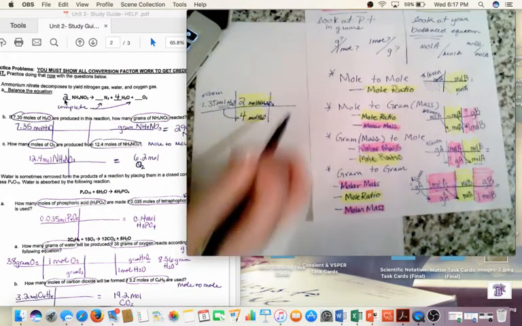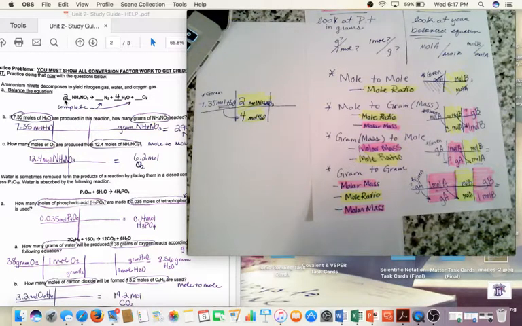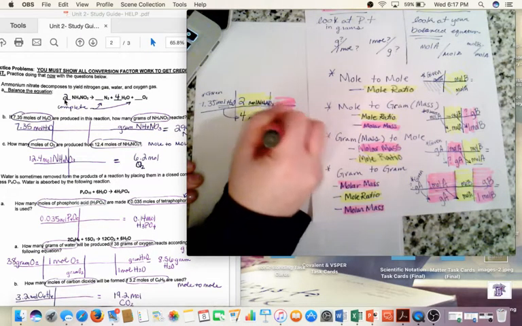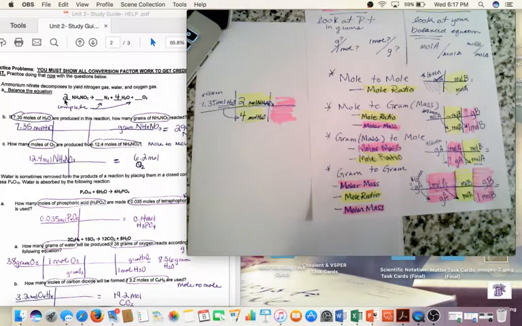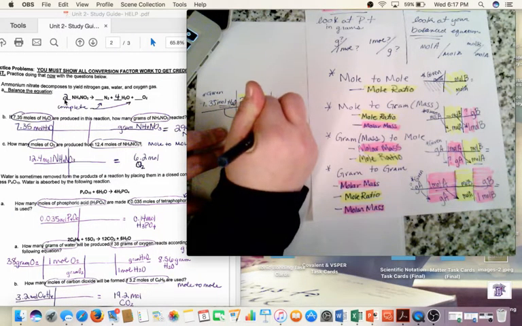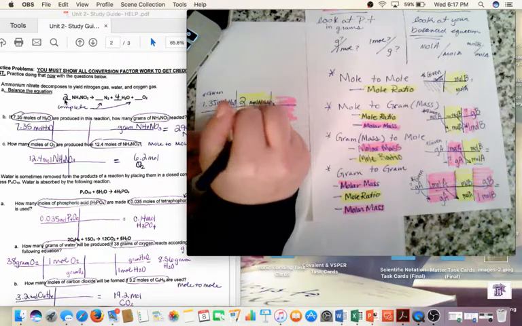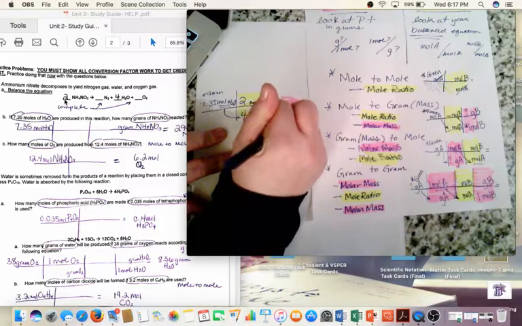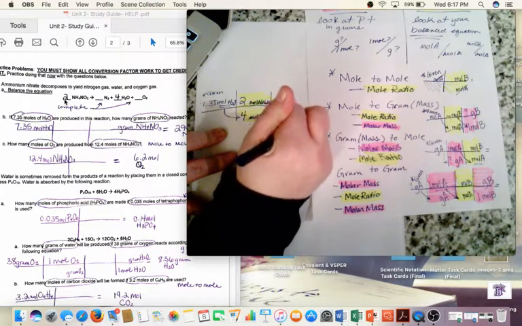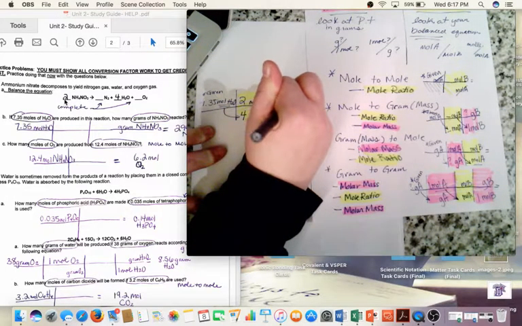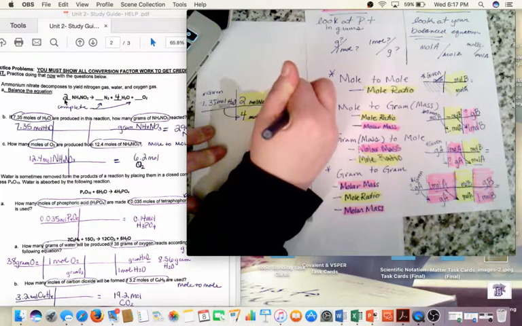Now, the next part is going to be a molar mass. So, we know that with molar masses, it's always 1 mole of the molar mass, which in this case is going to be NH4NO3. So 1 mole of NH4NO3 for this conversion to grams of NH4NO3.